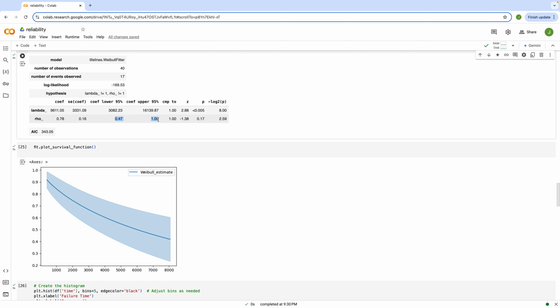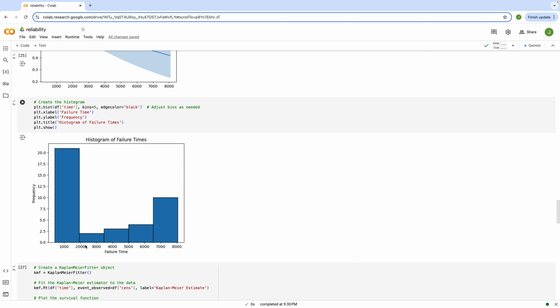Okay. So here's a plot of the reliability function, and we can see that as time goes on, the reliability starts to decrease, but kind of slowly.